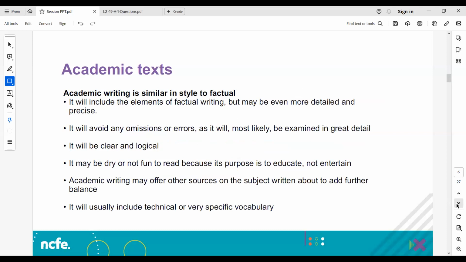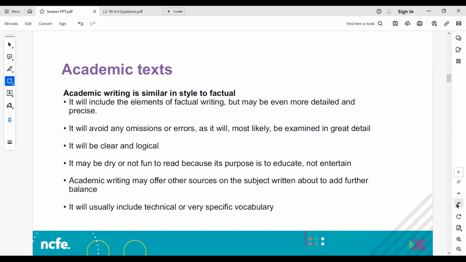So there is a lot of crossover between the different text types, and some of them might fit into more than one category as well. So academic texts are a factual text, but it's a specific type, and so there'll be similar styles because they'll include some of those features. But with an academic text, it's going to be even more detailed and precise.